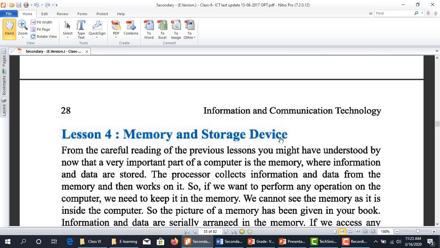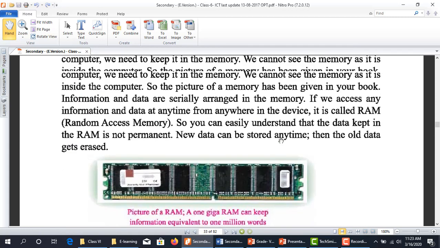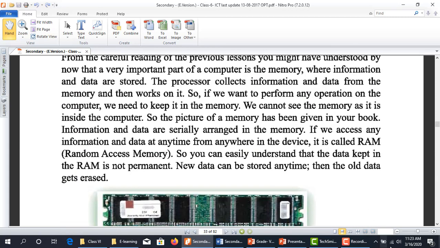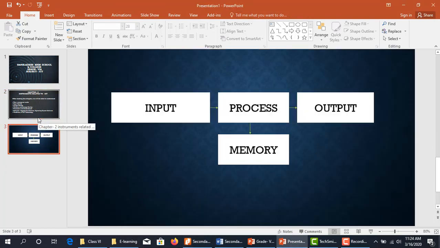Okay, I'm going to the next lesson, which I have already given you, memory and storage devices. When I give some inputs to the computer, it comes into the process. So here you see input, process, output, and the memory. When I give some input, it comes into the process, and after the processing we have some outputs, and during the process you need a memory.